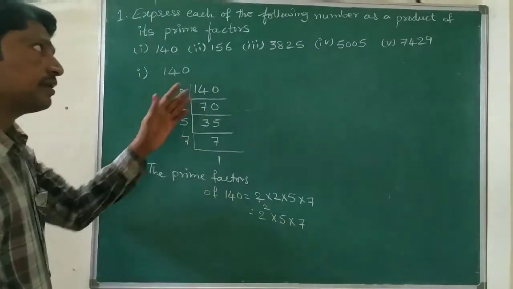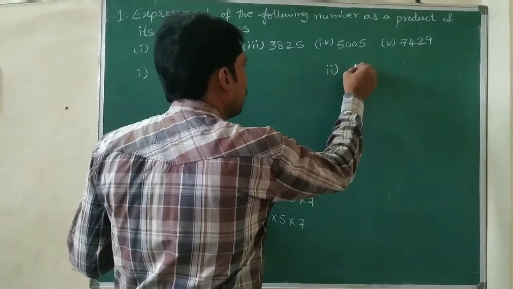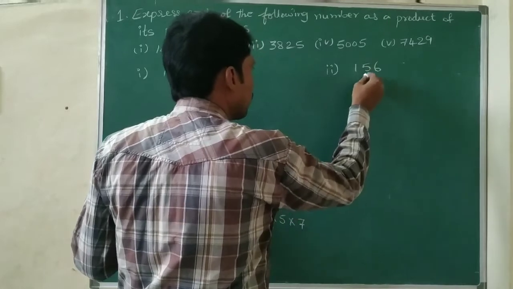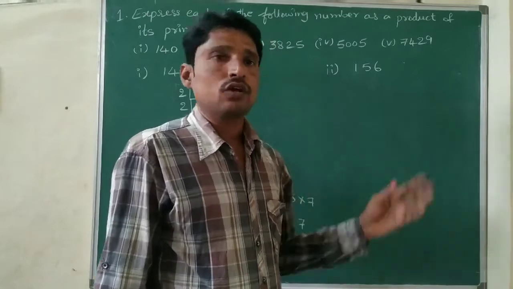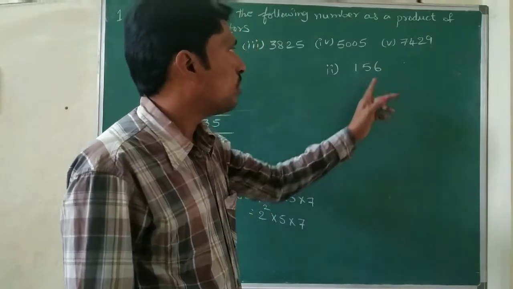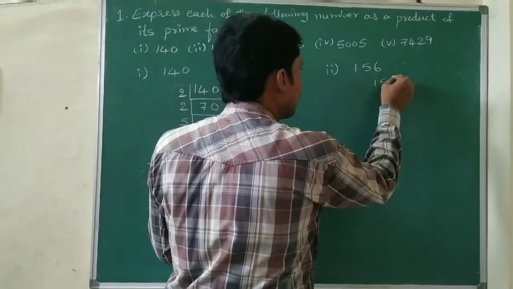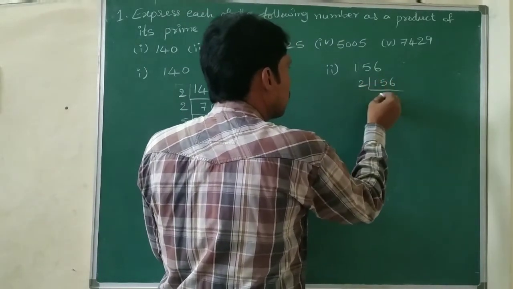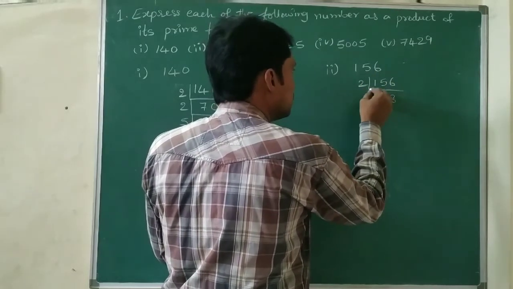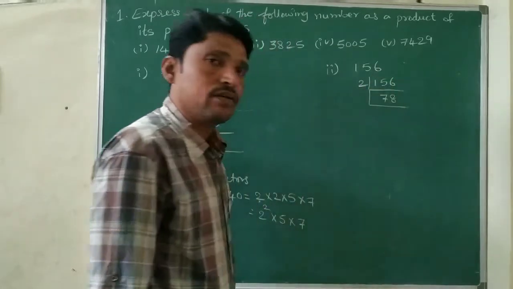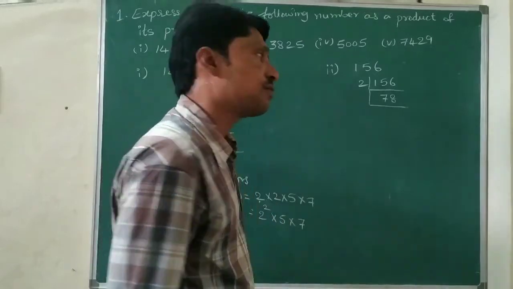Now the first one is completed. Next, the second one you can take. What is the second one? 156. So for 156, the first prime number is 2. You can divide. So is it divisible by 2 or not? The last digit, the unit digit, is 6. 6 means it is divisible. So 156 divides by 2. 2 7s are 14, 1 remained, 2 8s are 16. Now 78. Is 78 divisible by 2 or not? The unit digit is 8. 8 means it is divisible.